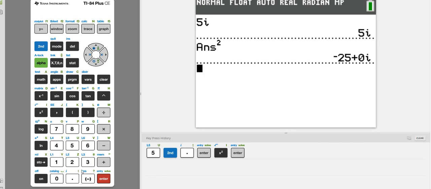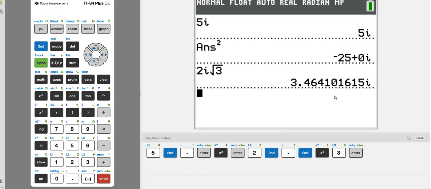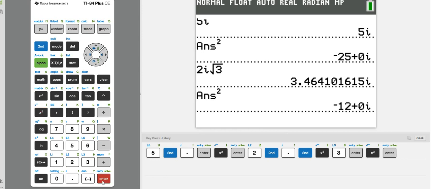How about the one down below that? What if I did 2 times i times the square root of 3? Now, if I just type this in, I'm just going to get a really ugly number. It's probably going to be about 3.464, I'm guessing. That was a pretty good guess, huh? Not bad. I'm impressed. But the point is I want to square that and see what I should get. I should get negative 12. Beautiful. You get negative 12. Nice.